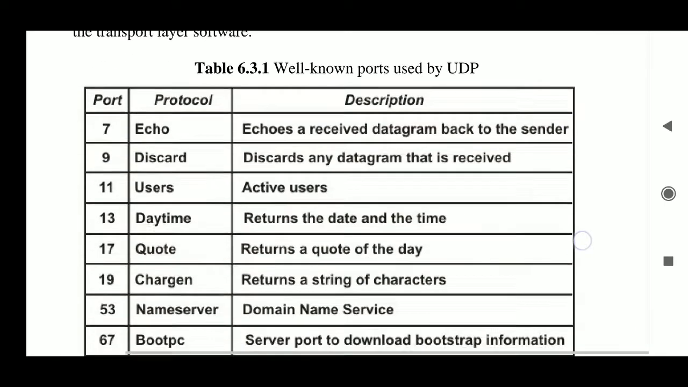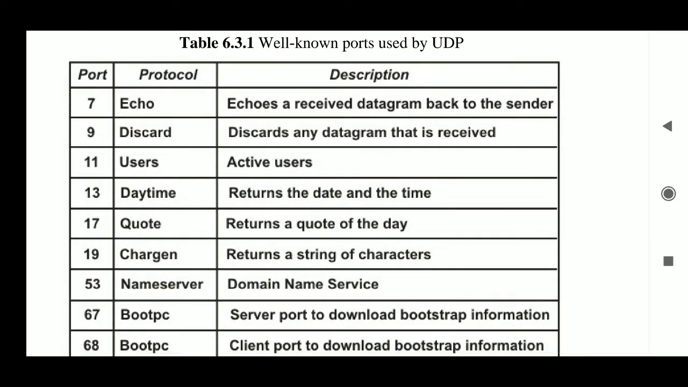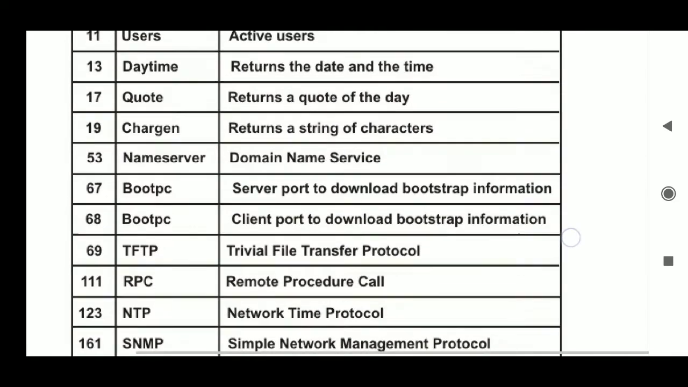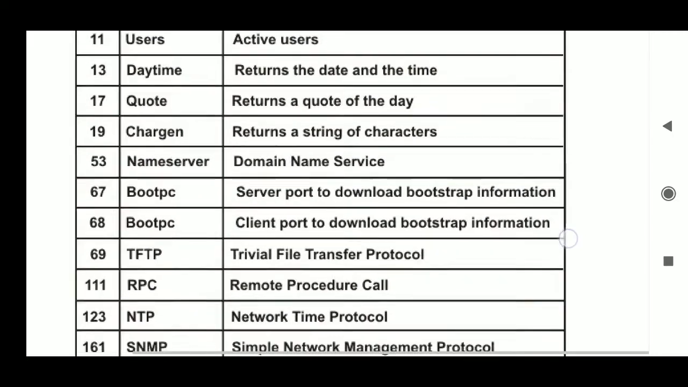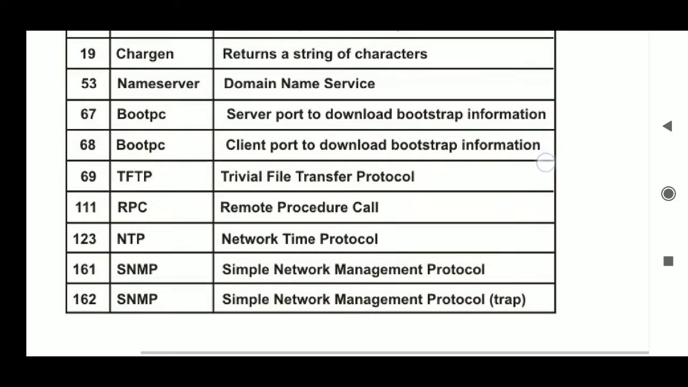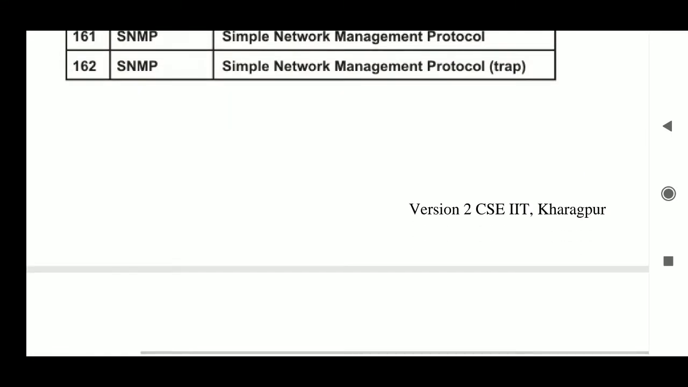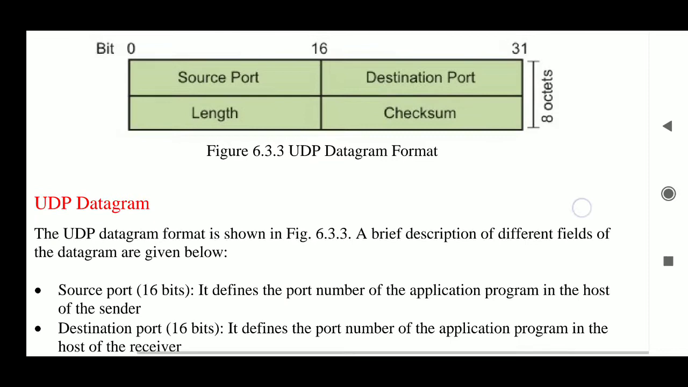So well-known ports used by UDP are port number 7 for echo, and these are the port numbers you should remember. And 123 is for NTP, and we discuss 161 for SNMP. Okay, so these are the mainly used ports.